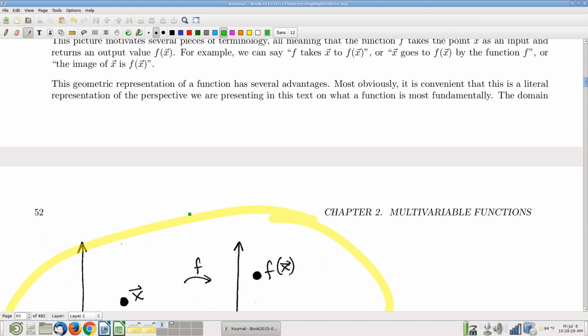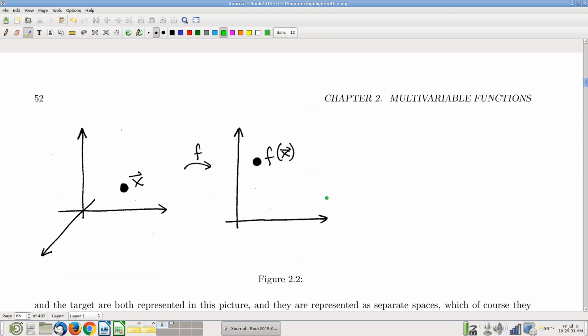Okay. So here, by the way, is a different way we could represent a function. Here's a function that we talked about from R3, three input variables, to R2, two output variables. I could say, well, for this value of x, here's the corresponding value f of x. So the point x goes in, this point f of x comes out. Three-dimensional point in, two-dimensional point out.